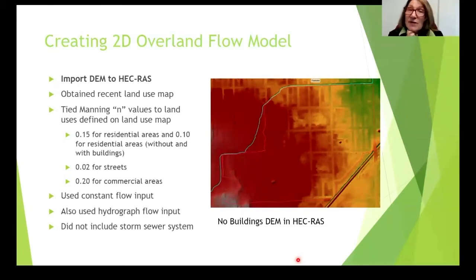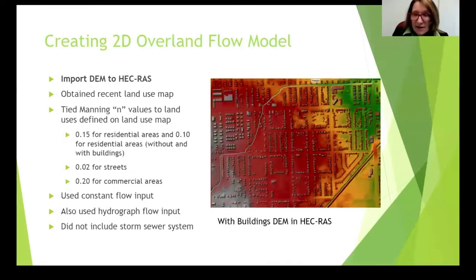So we imported that DEM data into HEC-RAS and here's the no buildings DEM in HEC-RAS and the with buildings DEM. Again, you can see very clearly how those houses line the street and again, how in some areas there are just a lot of buildings and garages and some very dense construction in those areas.